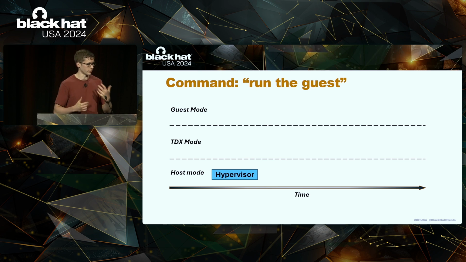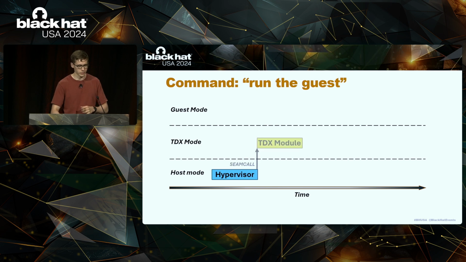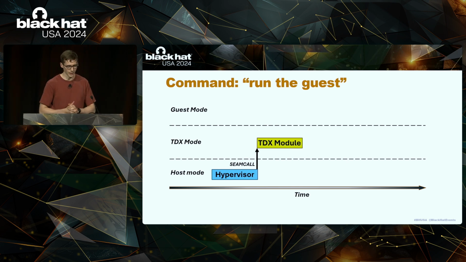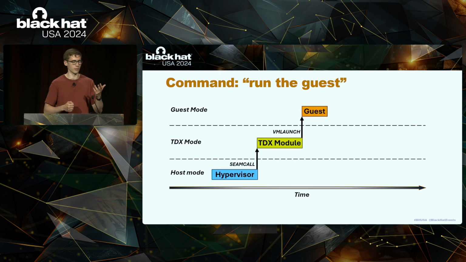So if we represent it as a timeline, you first have the hypervisor executing in host mode. It executes the simple instruction to invoke the command run the guest in the TDX module. So the CPU jumps into the TDX module. The TDX module dispatches the command and then performs a VM launch. And that's where the CPU jumps into the guest and starts running the guest for real.